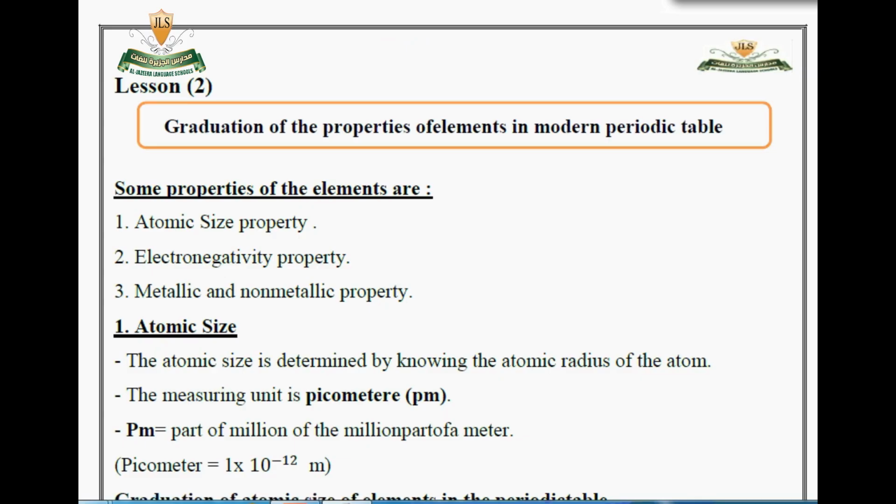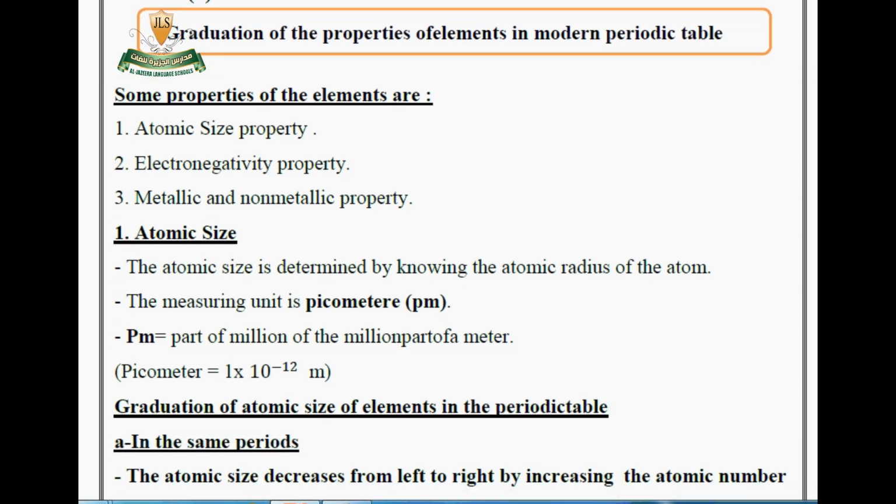Good morning. Our lesson today is graduation of the properties of elements in the modern periodic table. We will study some properties of the elements such as the atomic size property, electronegativity property, metallic and non-metallic property. First one, the atomic size property.